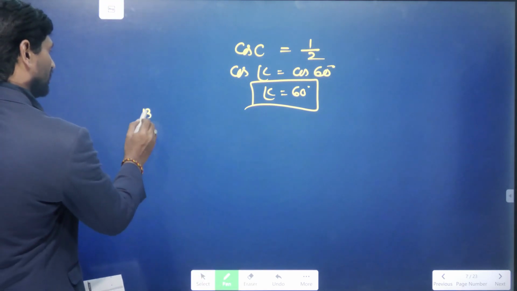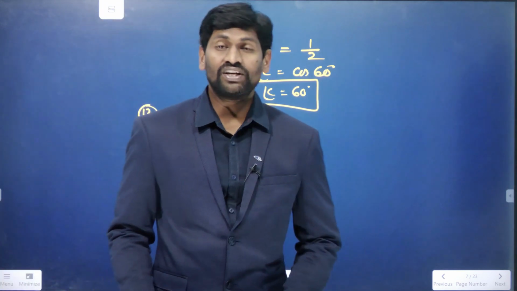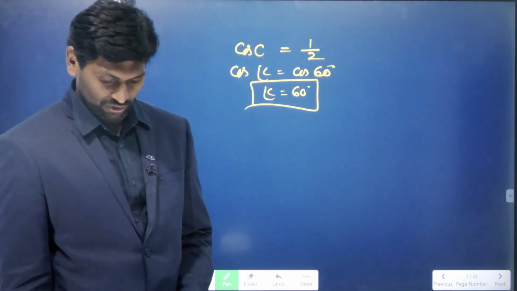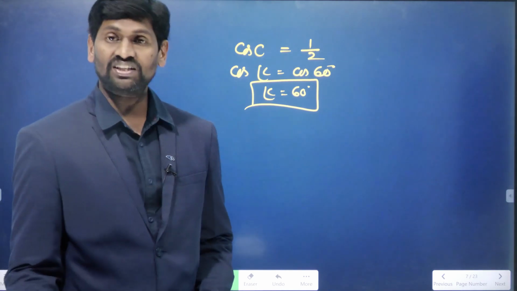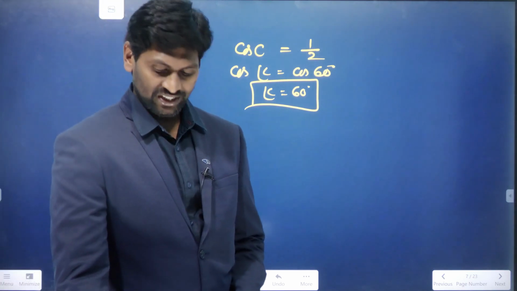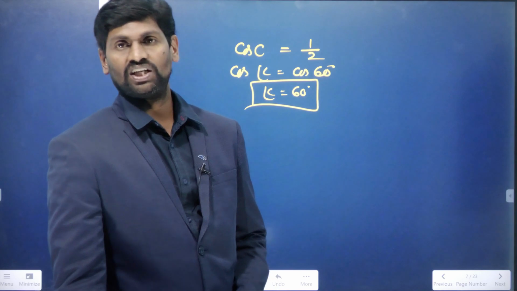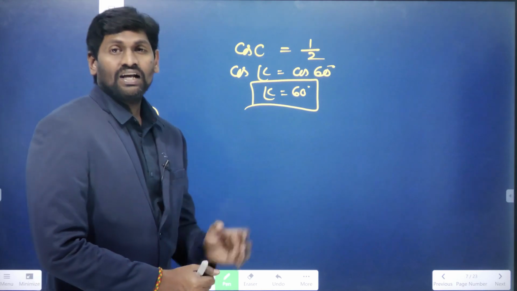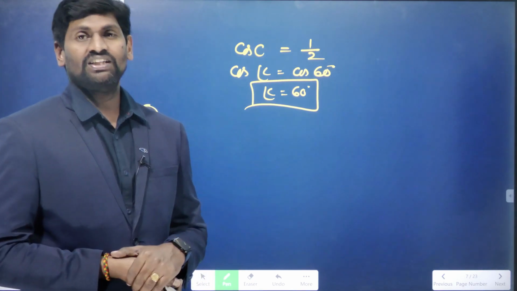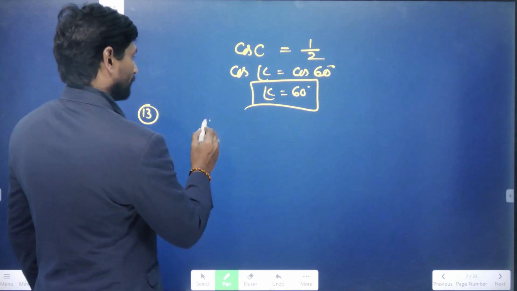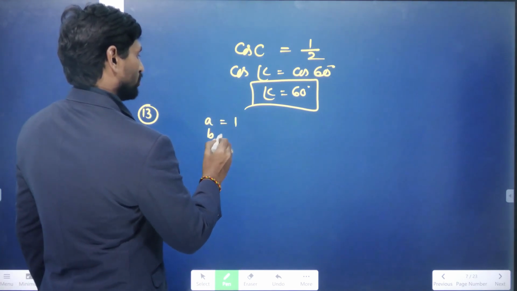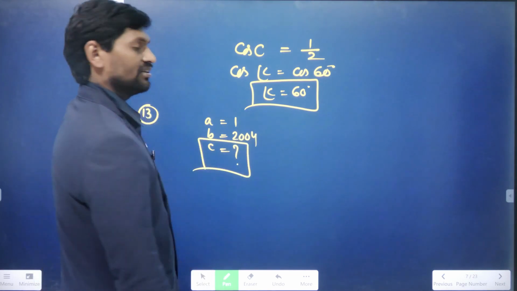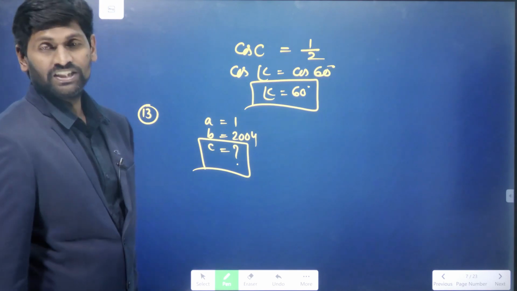The problem number 13 is given that let two sides of a triangle be 1 and 2004. Sides are given 1 and 2004. It can be meters or centimeters, whatever. So if the third side is also an integer, then the possible perimeter of the triangle. So according to the property of a triangle, that is sum of any two sides must be greater than the third side. I am taking the sides A, B, C. A value I am taking 1, B value 2004, C value we need to find. Okay? Sum of any two sides must be greater than third side.